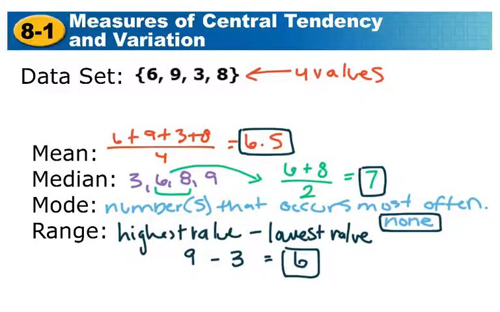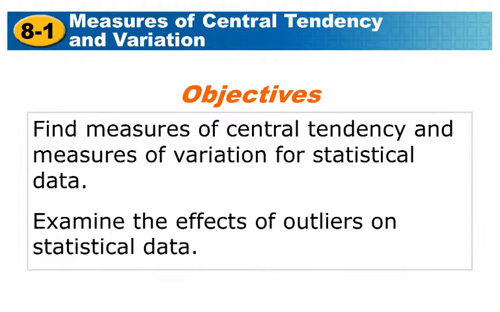So those are our measures of central tendency and variation. So hopefully we have a little bit more understanding of how to find the measures of central tendency. Again, those include variance and standard deviation now. And then examining those effects. Does it increase or decrease whatever it was that we were talking about?